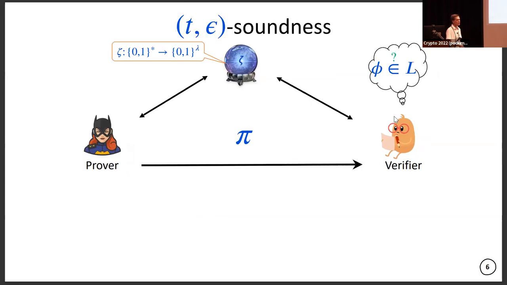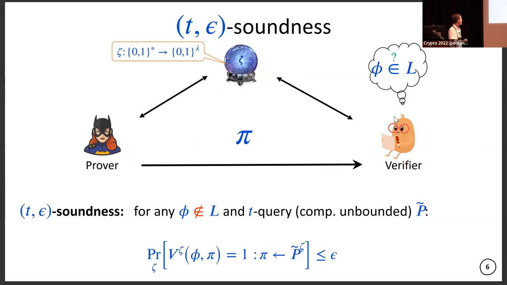So for soundness, we have two parameters, which are T and epsilon. T is a bound on the malicious prover's ability, the number of queries it can make to the random oracle. And epsilon is a bound on its success, the probability that it actually manages to cheat. So we get (T, epsilon)-soundness if for any instance that is not satisfiable, or in the general setting, any input that does not belong to the language, the probability that a T-query computationally unbounded adversary P makes the verifier accept is lower than epsilon.